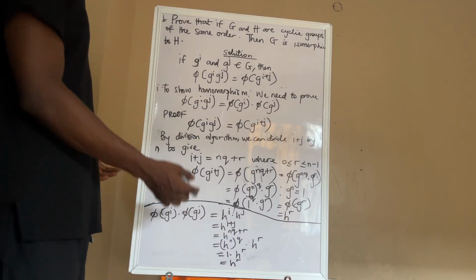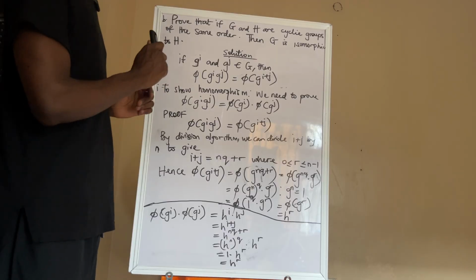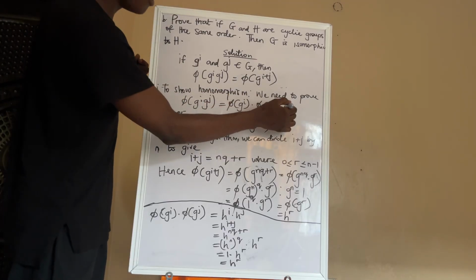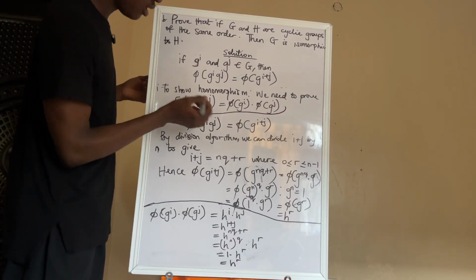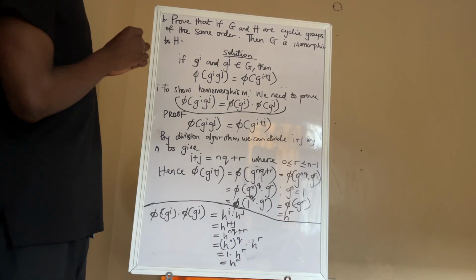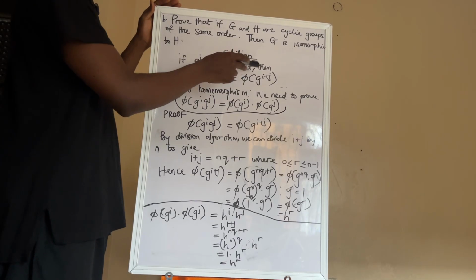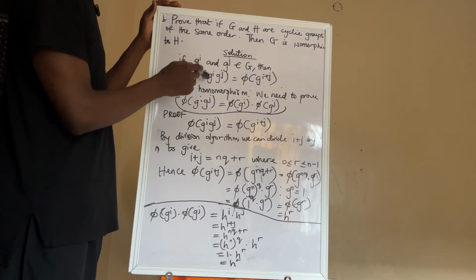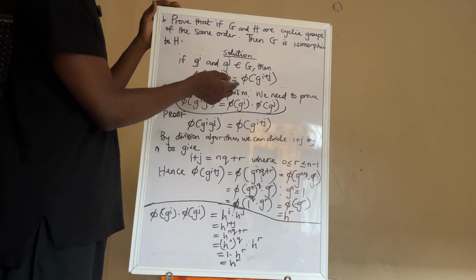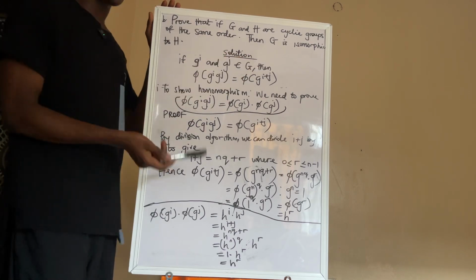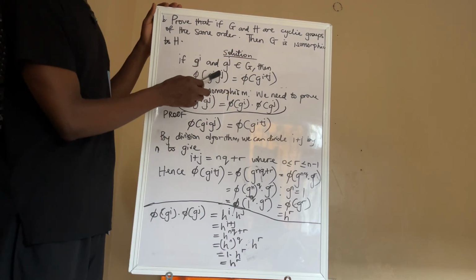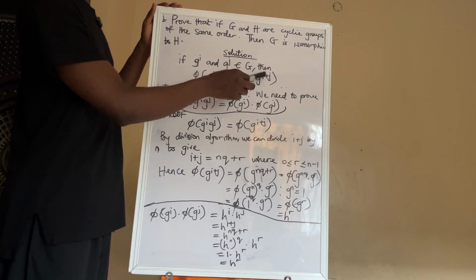Now to explain every single step. Firstly, you need to know this test for homomorphism. This is the test for homomorphism here. But I started by saying that if g raised power i and g raised power j are in G, then phi of g^i times g^j is equal to phi of g^(i+j). This is just the law of indices. This times this is going to give us this raised power this plus this.